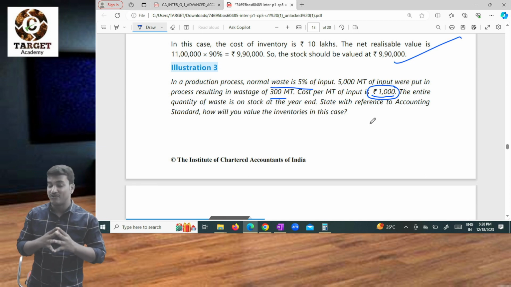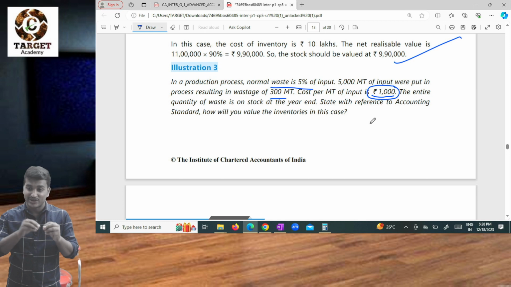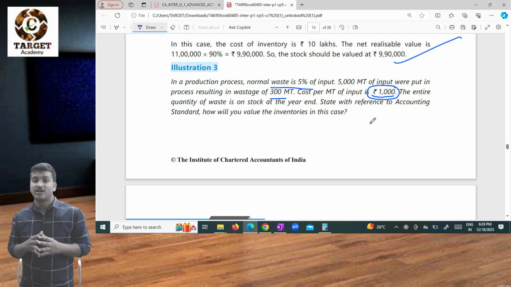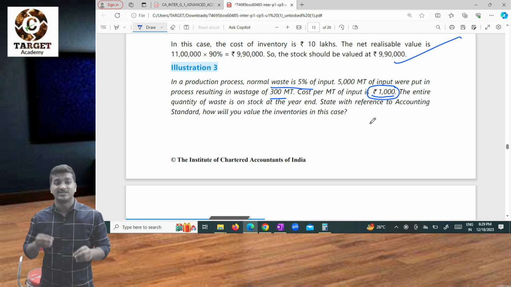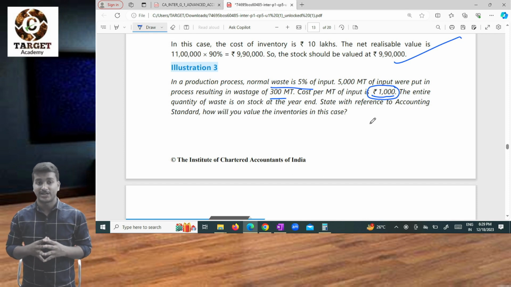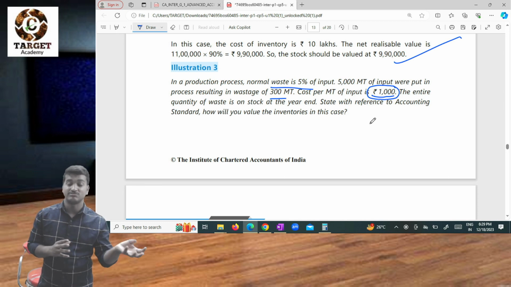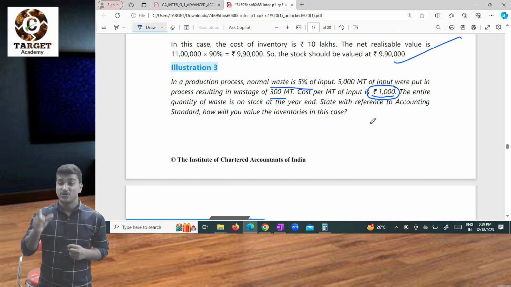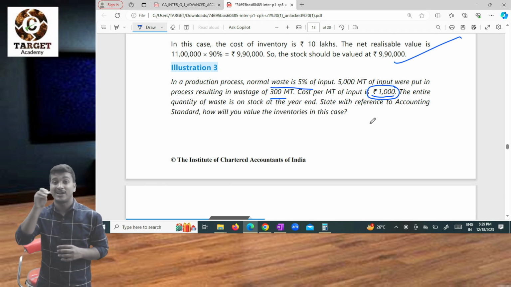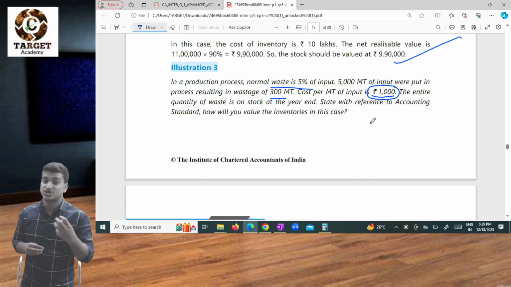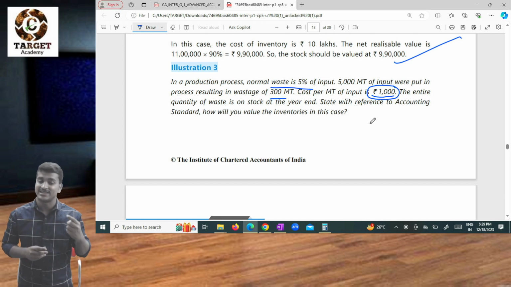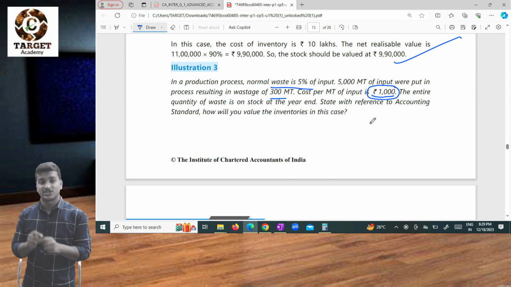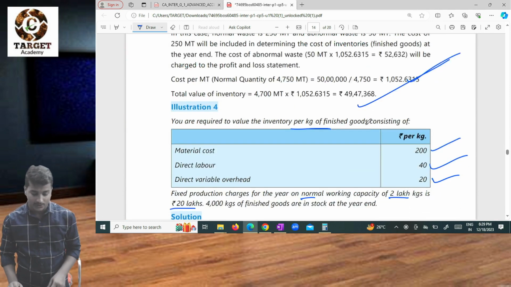Okay, but while valuing the inventory, you should ignore abnormal loss. So here, what is the total cost, sir? 5,000 units into 1,000, that means 50 lakh. But your normal units are 5,000 minus 250, 4,750. So 50 lakh by 4,750, you will get per unit cost. You have to apply that to the actual inventory. What is the actual inventory? 5,000 minus 300, 4,700 into per unit cost. We will get the inventory value.